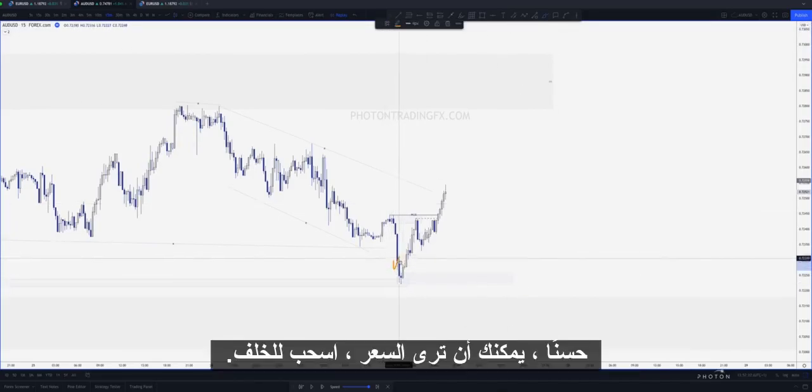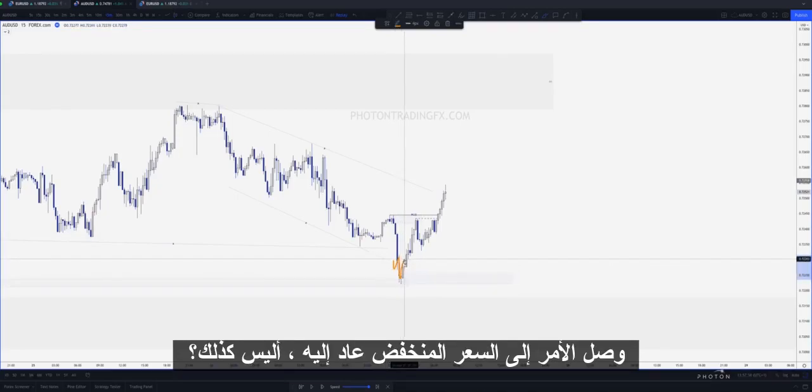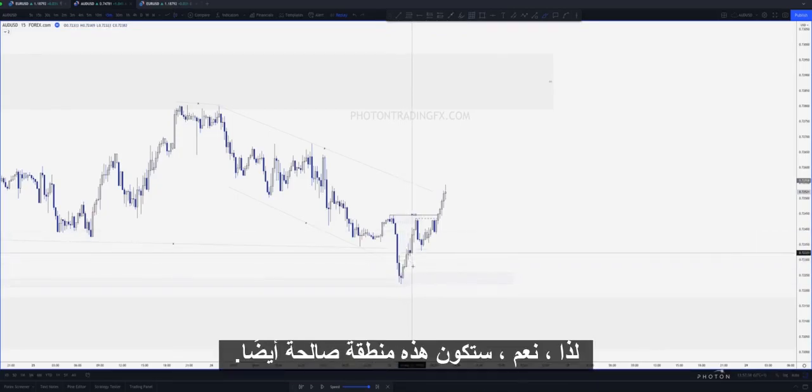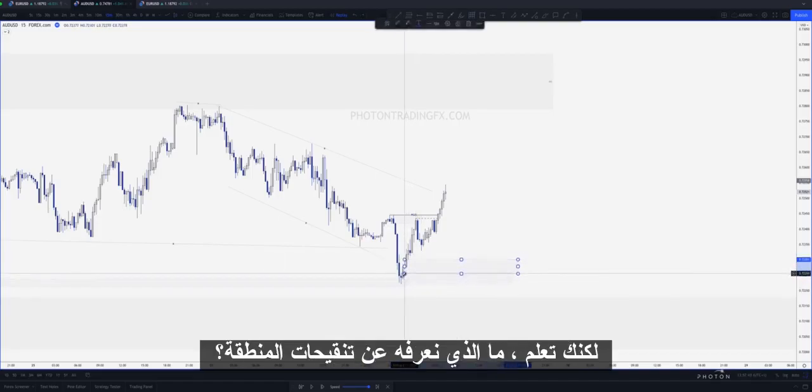You can see price pull back up. It came to the low, price came back into it, right? It reacted, and then we moved up. So yeah, that would be a pretty valid zone as well. But what do we know about zone refinements?